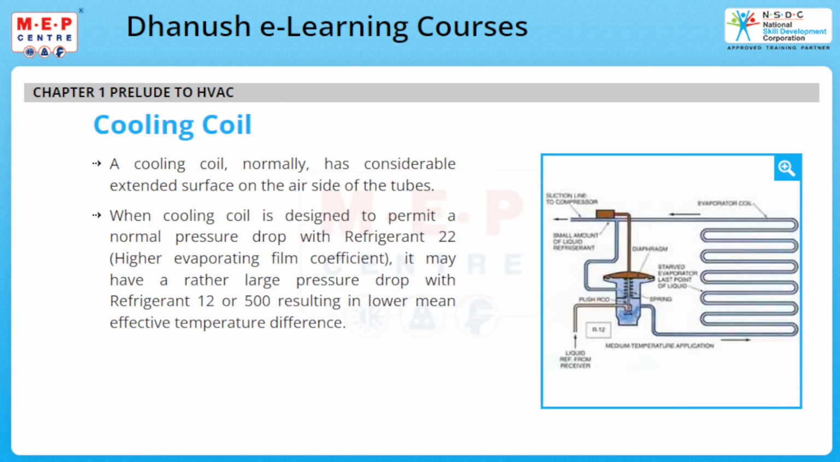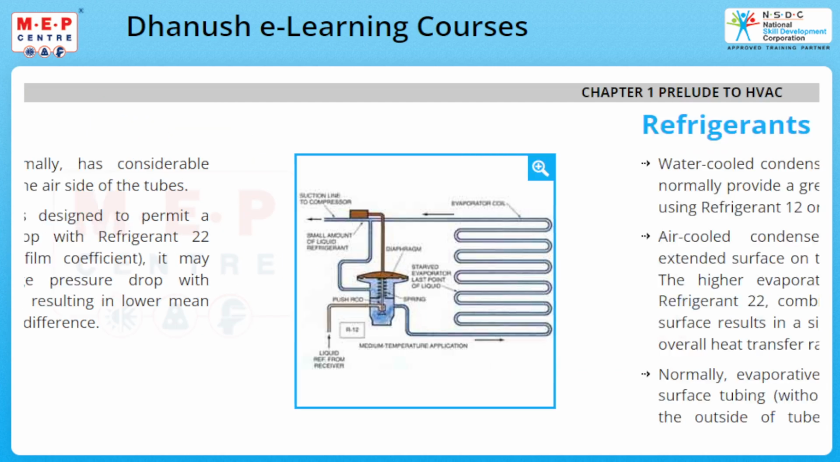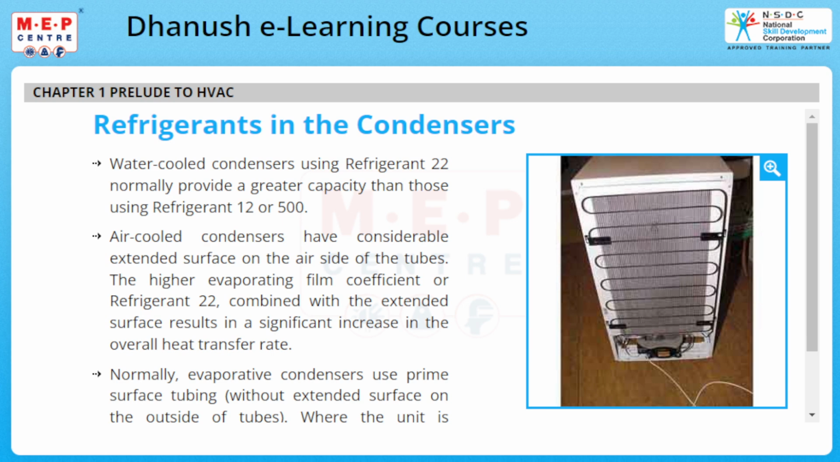A cooling coil normally has considerable extended surface on the air side of the tubes. When a cooling coil is designed to permit a normal pressure drop with refrigerant 22, with its higher evaporating film coefficient, it may have a rather large pressure drop with refrigerant 12 or 500, resulting in lower mean effective temperature difference. Water-cooled condensers using refrigerant 22 normally provide a greater capacity than those using refrigerant 12 or 500.